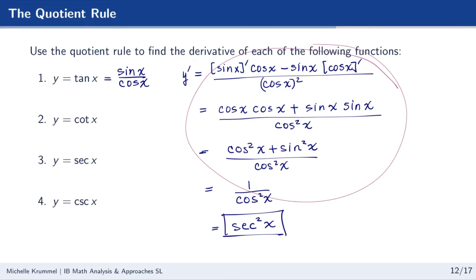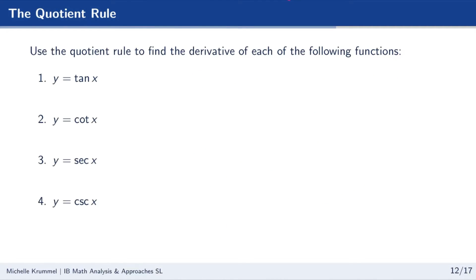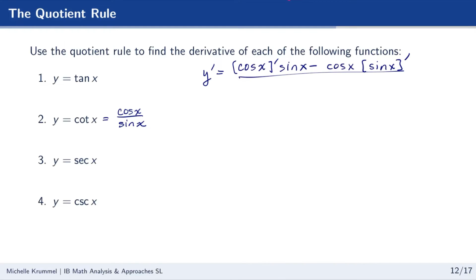Let's try cotan x. So the proof there will be similar. We can rewrite the cotangent of x as cosine x over sine x. So y prime equals, we're going to use quotient rule. It's the derivative of the top times the bottom minus the top times the derivative of the bottom over bottom squared.